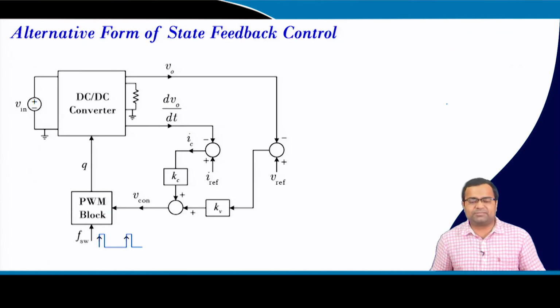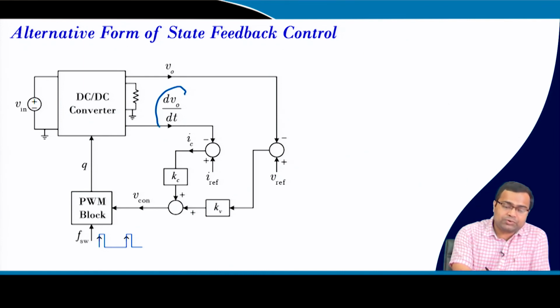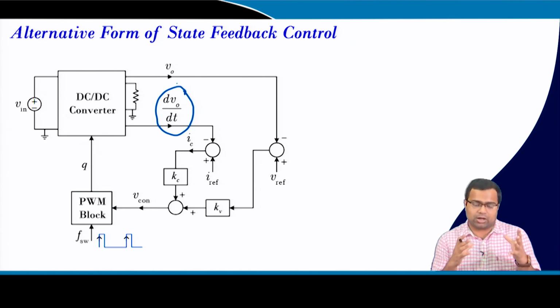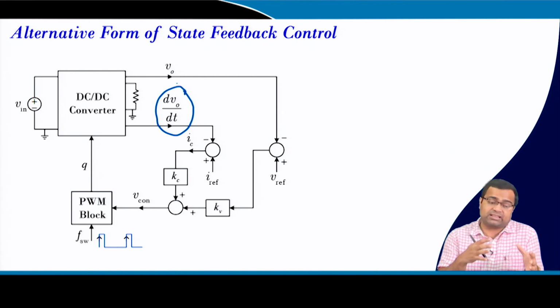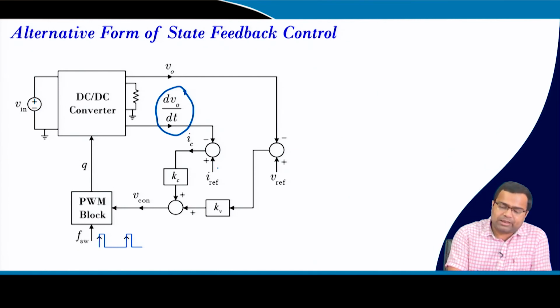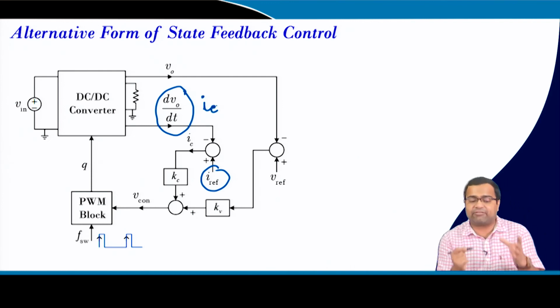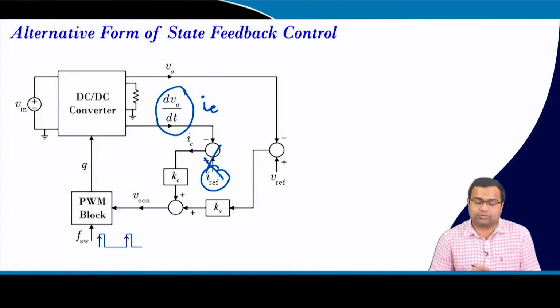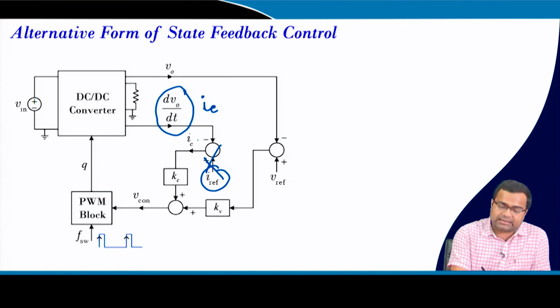The alternative form of state feedback control is that instead of inductor current, we can also use the derivative of the output voltage as another state. In this case, we may not need a reference current, because for a buck converter, the derivative of the output voltage carries the information of the capacitor current, which itself averages 0. So, we do not need to take any other reference. We can straight away take this negative capacitor current, and that can be added up.